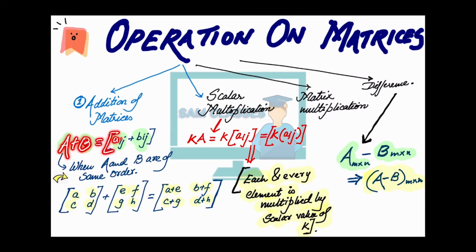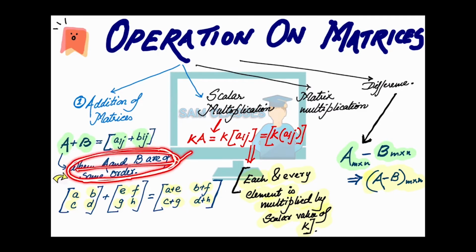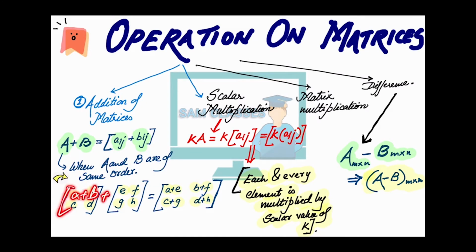So first is A of ij, and the second one is B of ij. The addition is very simple. First we have to check that they can only be added if they are of the same order. Again, they can only be added if they are of the same order. And the moment we know they are of the same order, what do we do? We just add them: A, B, C, and D.